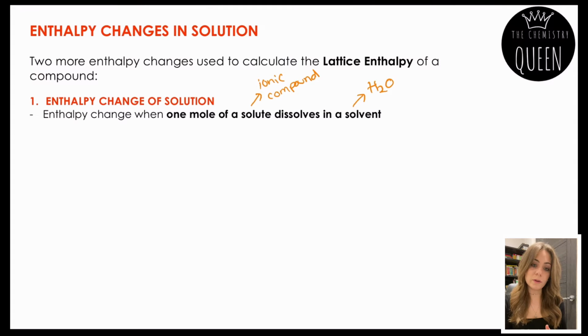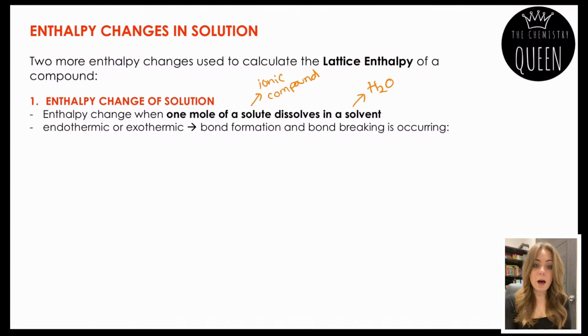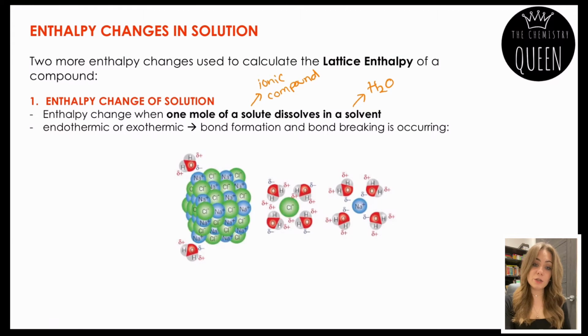So we're taking 1 mole of an ionic compound and we're dissolving it in water. Now, this process can either be endothermic or exothermic, and the reason for that is because this process involves both bond formation and bond breaking. I'm going to try and use this diagram to explain what is happening when we dissolve an ionic compound in water. Here we can see we have the solid ionic compound, which in this case is sodium chloride. The ions are all very closely packed together. We've got strong ionic attractions occurring in all directions between the oppositely charged ions.